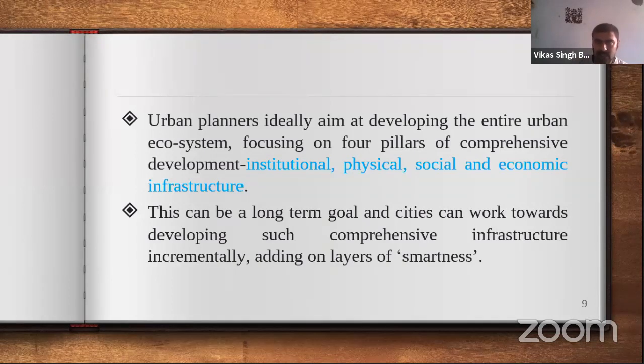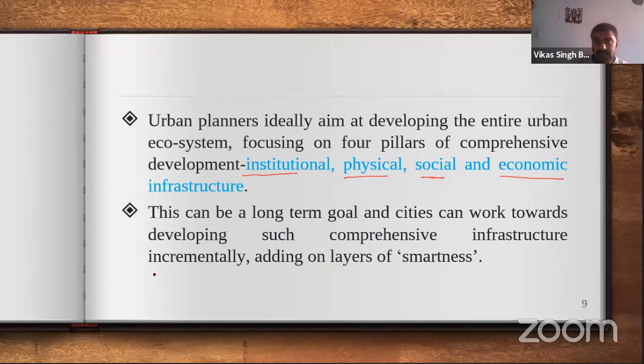And for making any city smart by collecting different data, urban planners will develop a plan or an ecosystem for making a smart city. For this purpose, they will consider the four major stakeholders. One is institutional, and the others are the physical, social, and economic infrastructure. These infrastructures will be kept in mind while deciding a plan for any smart city.